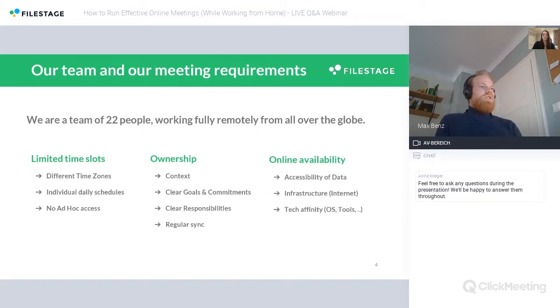And we have to make sure that we regularly sync to keep all the information flowing here, and that all of these parts are clear to everyone. And finally, sure, because we are remote working, we need online availability. So all the data, all the tools that we're using need to be accessible online.